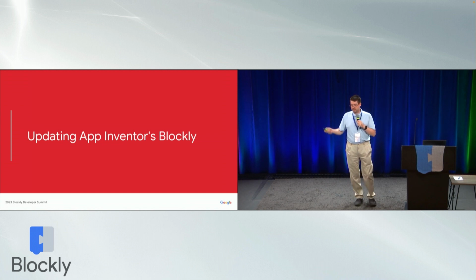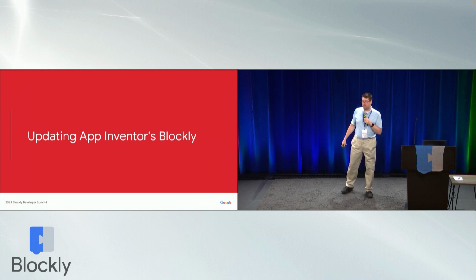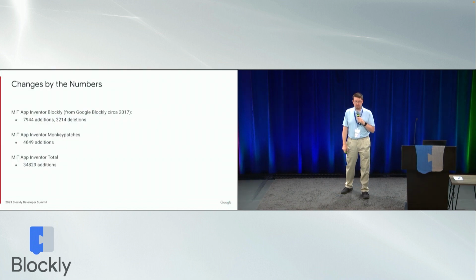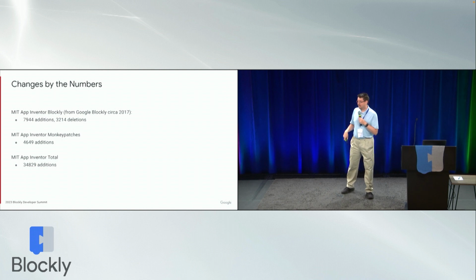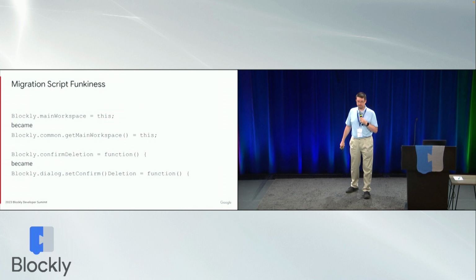So, jumping ahead to now, we've been working on updating App Inventor's version of Blockly. And here's just a sample of the problems we're running into. So in core itself, we've made about 8,000 additions and 3,000 deletions. We've added about 5,000 lines of monkey patches. And overall, our additions on top of Blockly, just in terms of JavaScript code, is about 35,000 lines. And we need to make sure it all works.